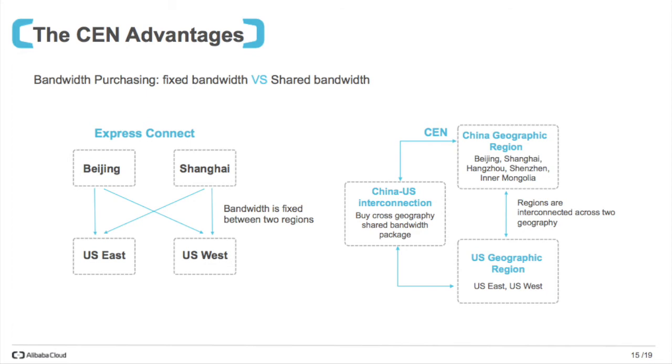If a China to USA bandwidth package is purchased, then regions between China and the USA can communicate with each other and share the bandwidth package.